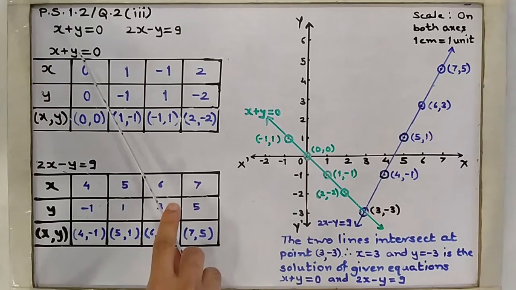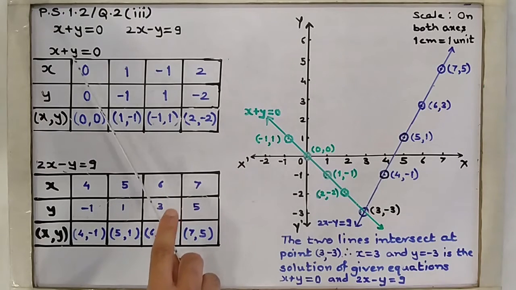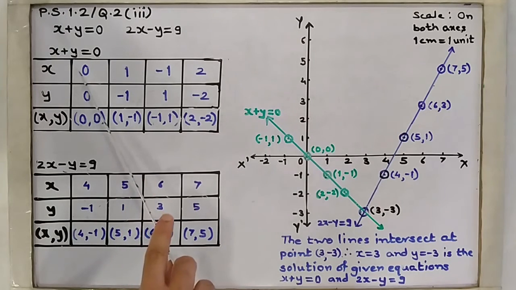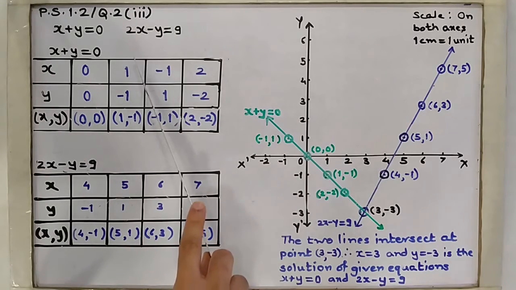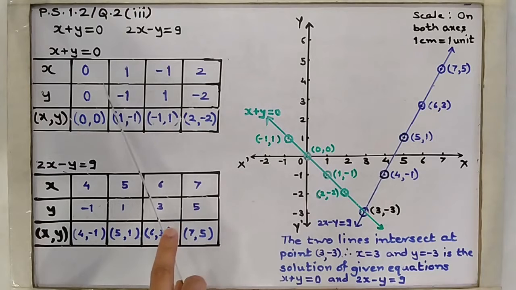In the first case, I assumed the value of x as 0. I'll put this value in the equation and I get the corresponding value of y as 0. So the first ordered pair will be 0 comma 0. In the second case, I have assumed the value of x as 1. I'll put this value in the equation and I get the corresponding value of y as minus 1. So the ordered pair is 1 comma minus 1.